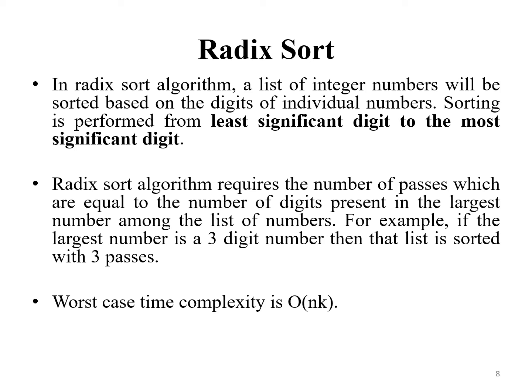For example, if the largest number is a 3-digit number, then that list is sorted with 3 passes. If we take the number 200, then this number contains 3 digits, so the required passes is 3. The time complexity of radix sort is O(n k), where n is the length of the array and k is the maximum number of digits.